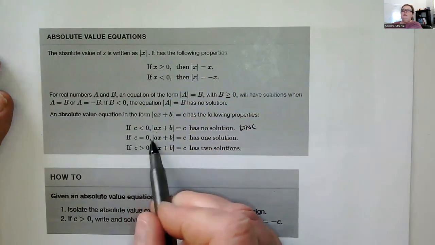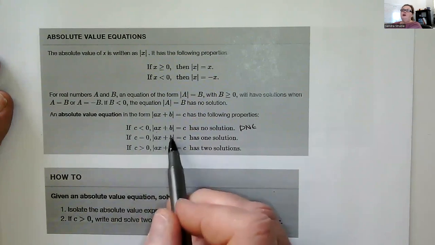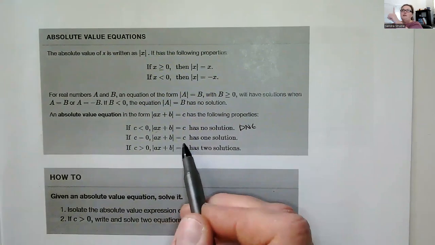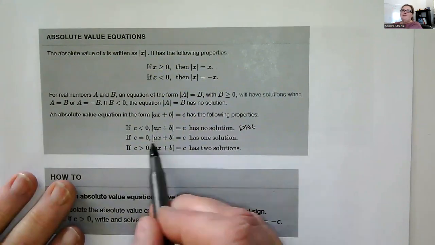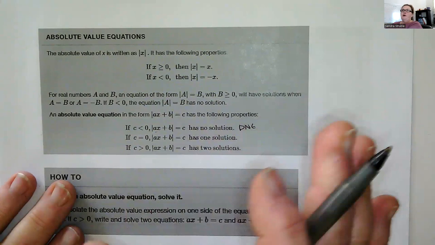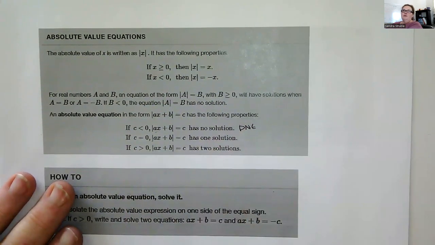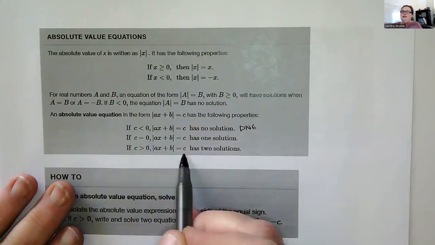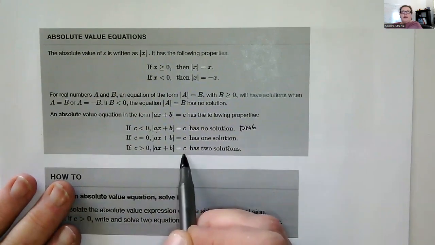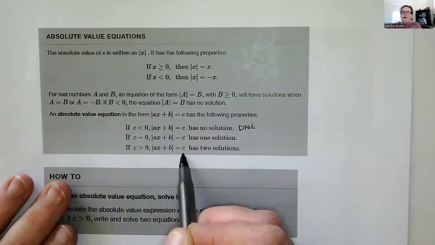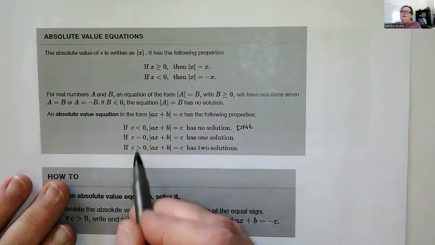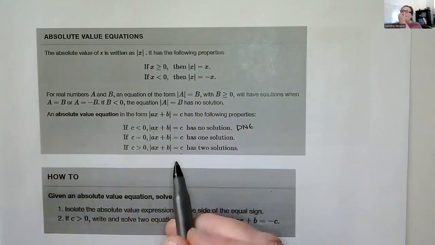For C equals 0. So if you have an absolute value of your terms, binomial or whatever, and it's set equal to 0, you're going to get one solution. And all you have to do is take that setup, set it equal to 0, and just solve it, ignoring the absolute values. Okay. And then the last one is if the C, the constant, is greater than 0. So it's positive, it's anything greater than 0. Okay. There will be two solutions. So you'll have to take these and set them up for a positive and a negative C.